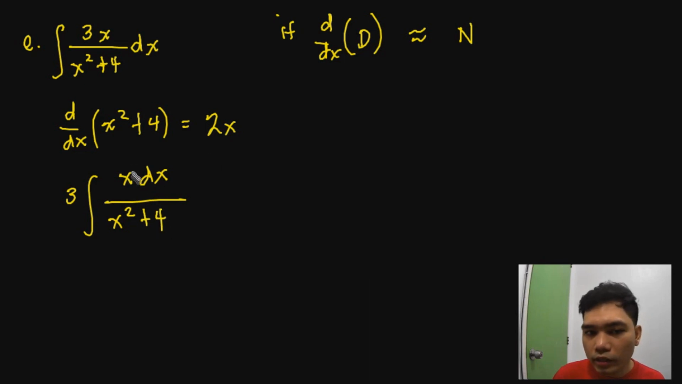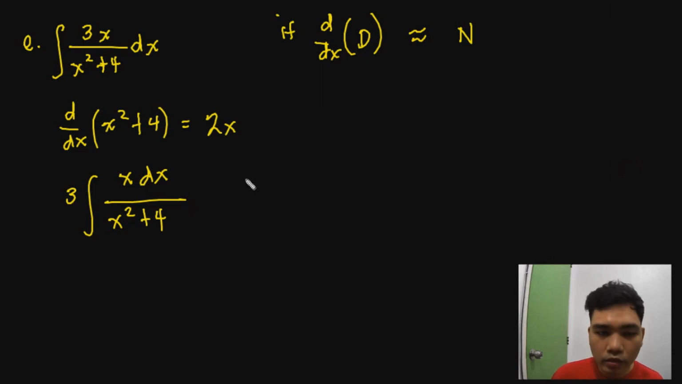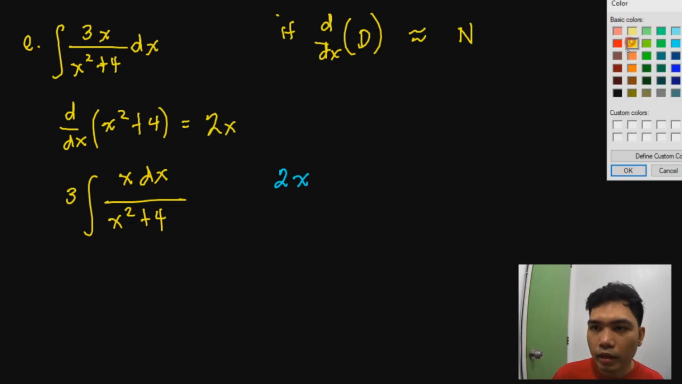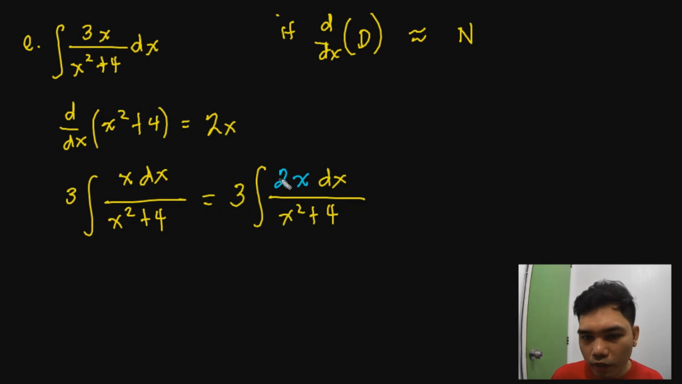So I'll be having 3 and then the integral of x dx over x squared plus 4. And then I want this numerator to become 2x. So I'll be writing 2x because I need that. That makes this the derivative of the denominator, 2x. And then I'll be writing the remaining terms, so that is x squared plus 4. Okay, so this is what happens. Now, if you try to make this 2x, this is not equal, because this one is actually 3x dx, but this one becomes 6x dx.